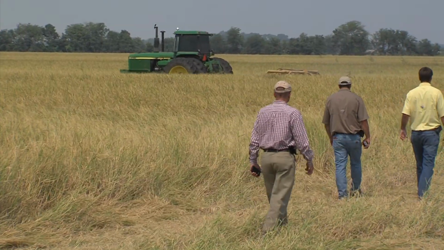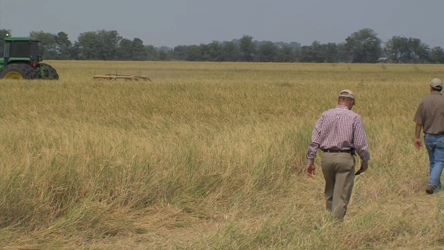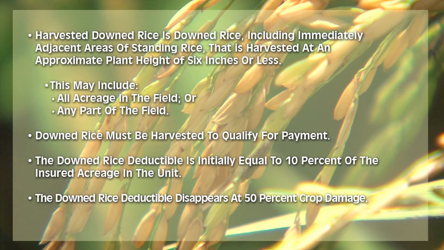Finally, here's a list of things to remember about down rice insurance coverage. Harvested down rice is down rice including immediately adjacent areas of standing rice that is harvested at an approximate plant height of 6 inches or less. This may include all acreage in the field or any part of the field. Down rice must be harvested to qualify for payment.